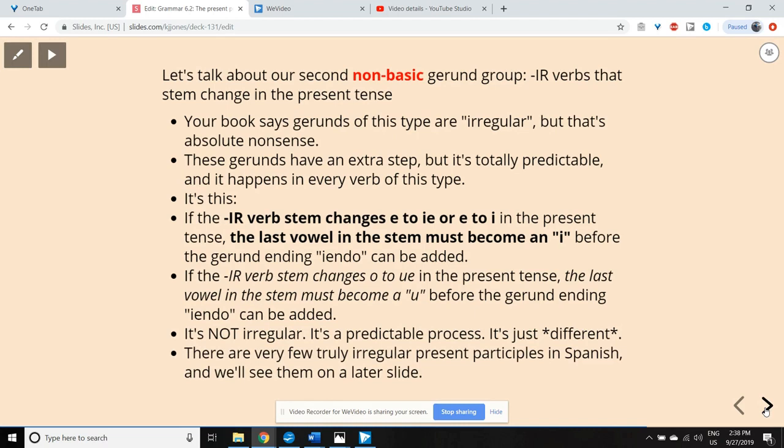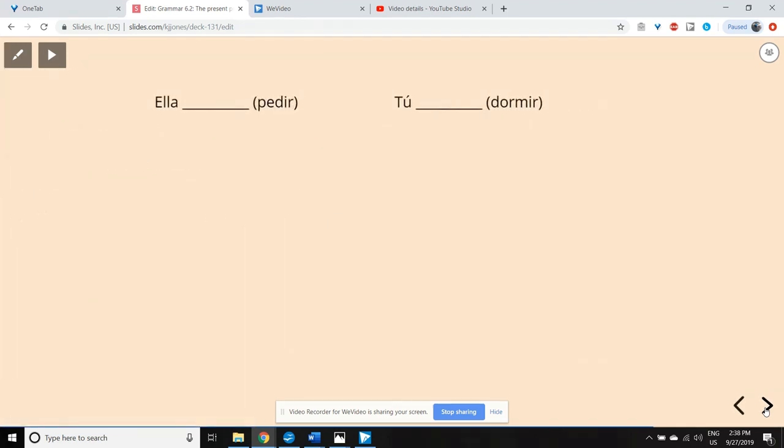There are very, very few irregular present participles in Spanish, and we will see them on a later slide. We're only going to look at two of them. All right, so let's give this a go. We have the verb pedir, right? Pedir is an IR verb, and it does stem change in the present tense. Let's make the present progressive expression that includes this verb then. So first thing we're going to do is conjugate estar for the subject pronoun ella. And this is a third person singular subject pronoun. And so our form will be third person singular está.